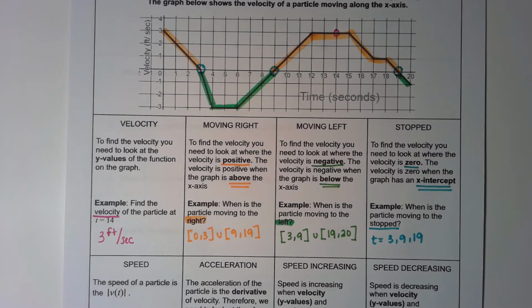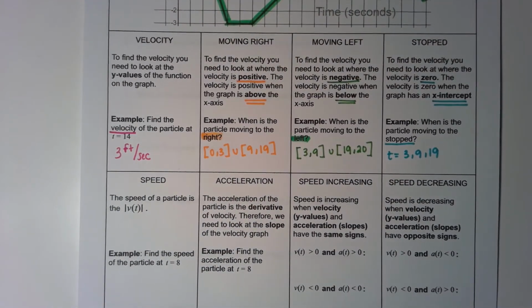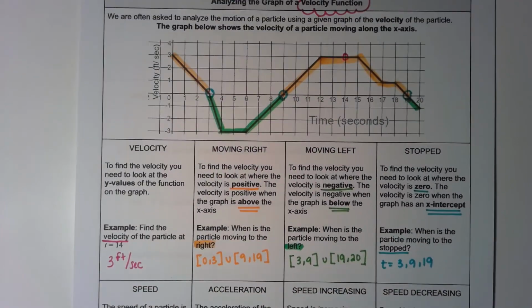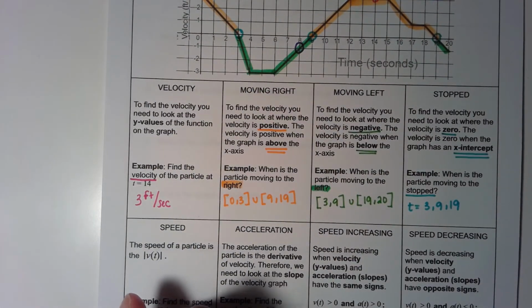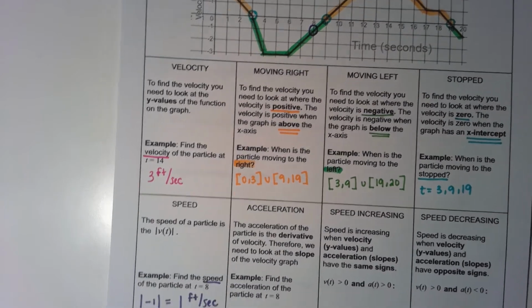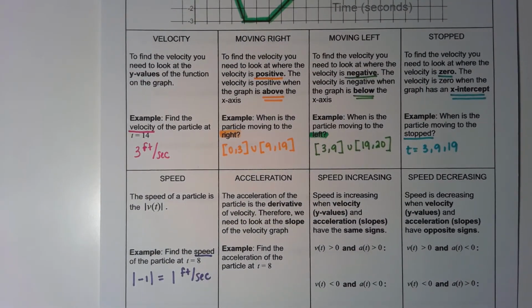Next, we're going to be talking about other things that we can find that are not just looking at positive, negative, and 0 values for velocity. The next question is speed. The speed of a particle is the absolute value of the velocity. So it's taking the rates, but making it always be positive. For example, if I say find the speed of the particle at t equals 8, I'm going to start by finding the velocity at t equals 8. So on this graph, when t is 8, what is the velocity? The velocity would be -1. So I'm going to do the absolute value of -1, which would just be 1 foot per second. So my speed would be 1, even though my velocity would be -1, because speed is just the absolute value of velocity.